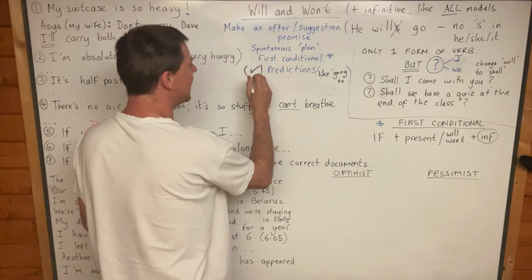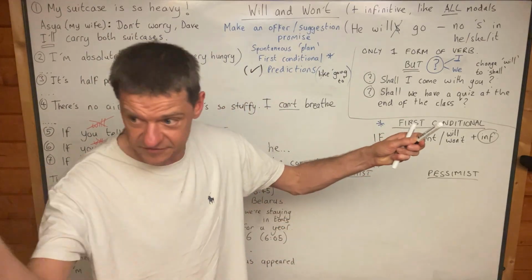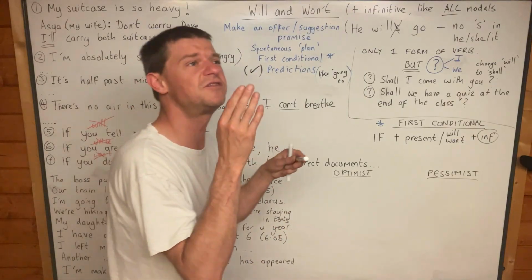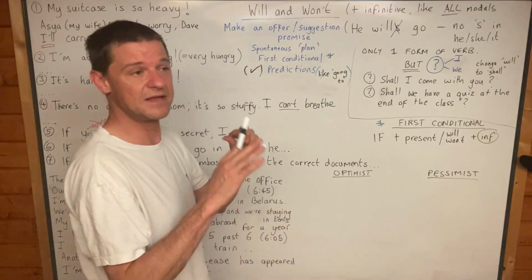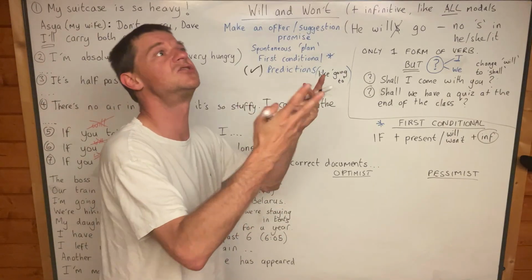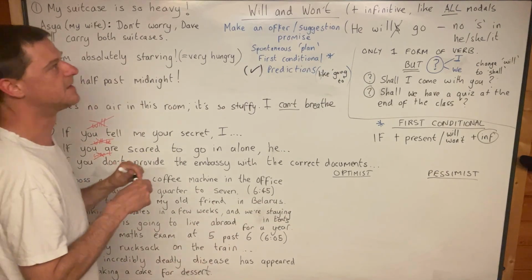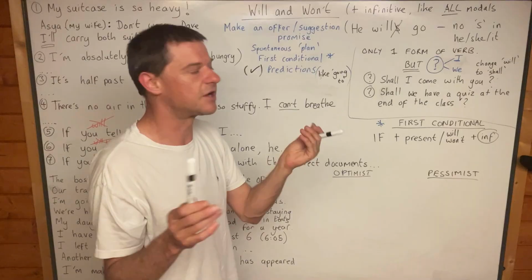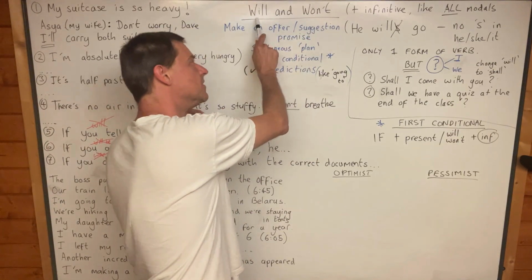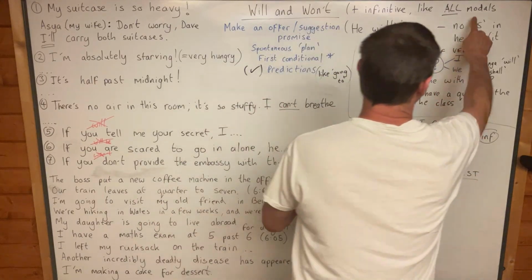General predictions, and not predictions based on current evidence around you. If you can see a reason for your prediction, you should use going to. If you can't see a reason or you're just making a general prediction, you can use will and won't, and we'll see that at the bottom. Now, won't is will not. It's just the negative form of will. And they are modal verbs, will and won't.